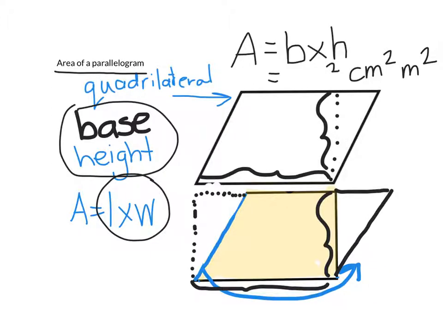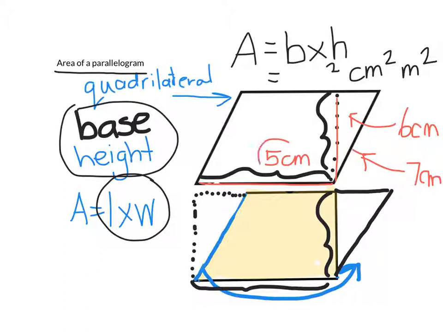Let's practice using this parallelogram on top. If I say that the base is 5 centimeters and the height is 6 centimeters, and sometimes a question might throw you off by telling you that this length here is 7 centimeters. You need to know which measurements to use. We use the base and the height. So we're going to use 5 centimeters times 6 centimeters.